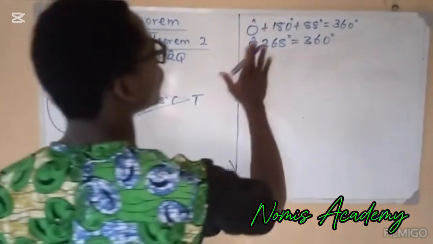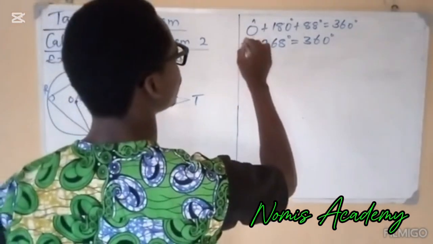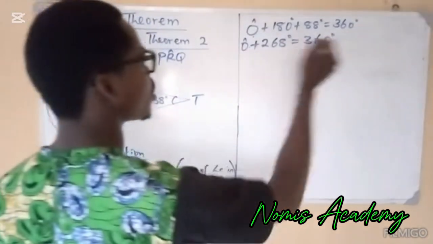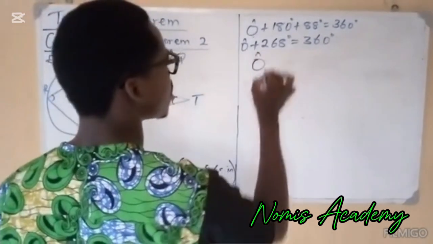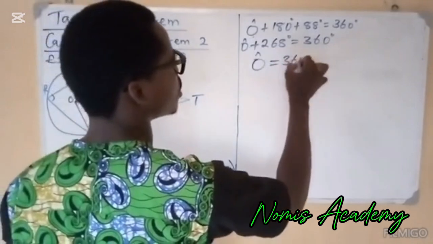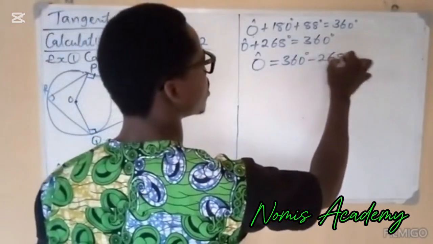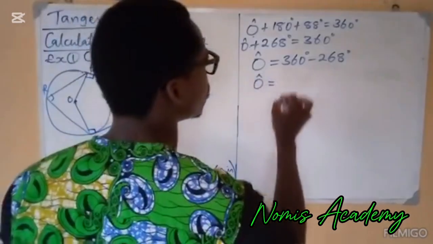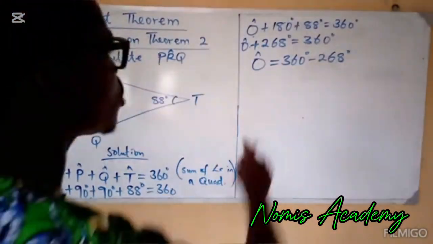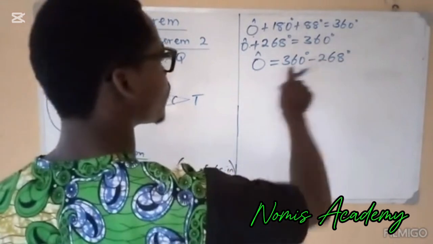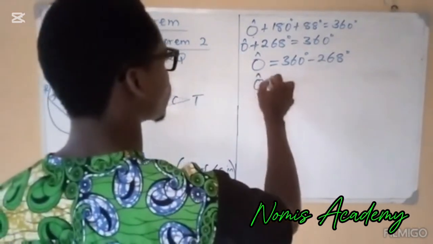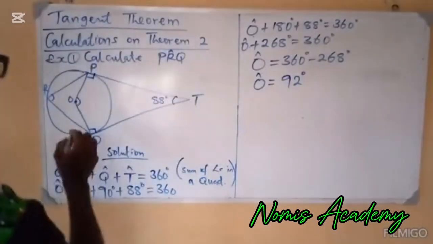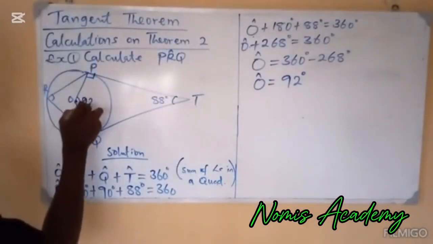So we are going to move 268 degrees to the other side, so it becomes 360 degrees minus 268 degrees, and then the answer. When we subtract 268 from 360, angle at O is 92 degrees. So it means that this particular angle is 92 degrees.